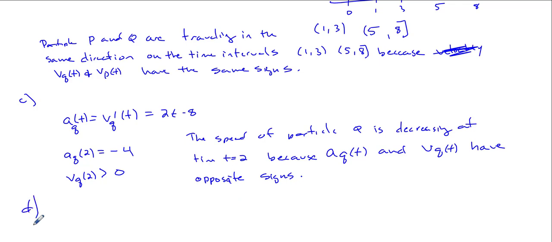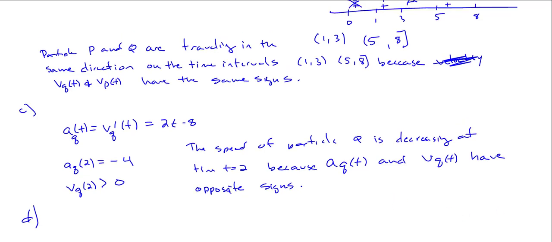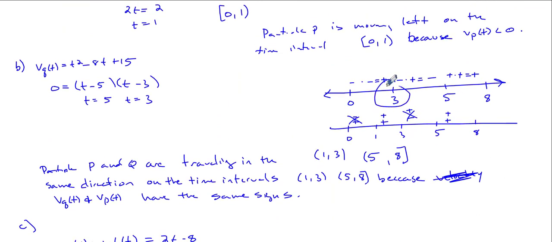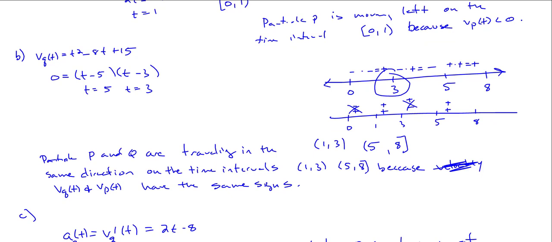Part D. Find the position. We knew that was going to happen. Why? Because they want to make sure we know the first fundamental theorem of calculus. Find the position of particle Q the first time it changes direction. Where does Q change directions the first time? Right here, right? Because the velocity equals 0 and the velocity changes signs. Okay? So we need to find the position at t equal 3.